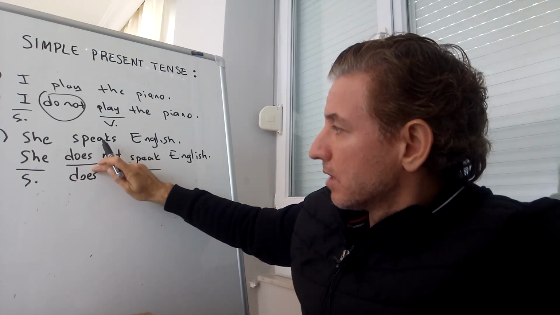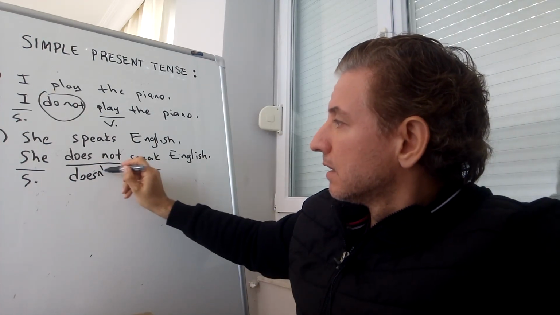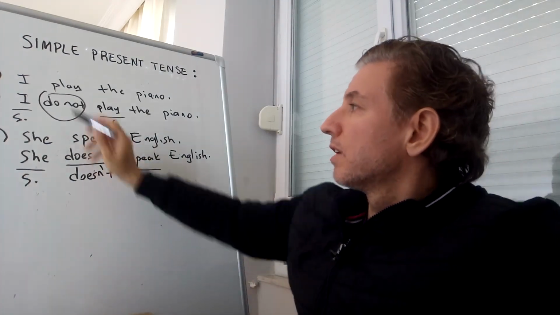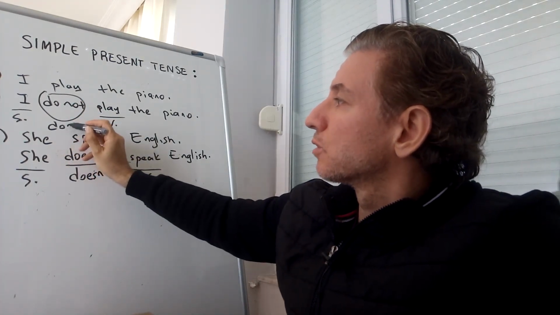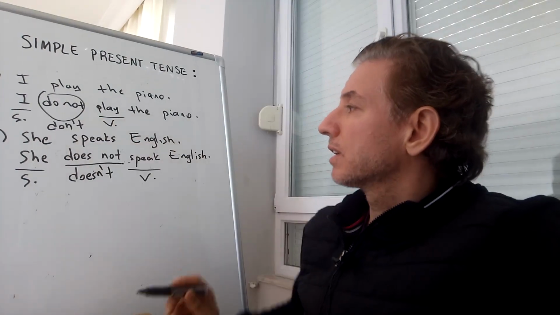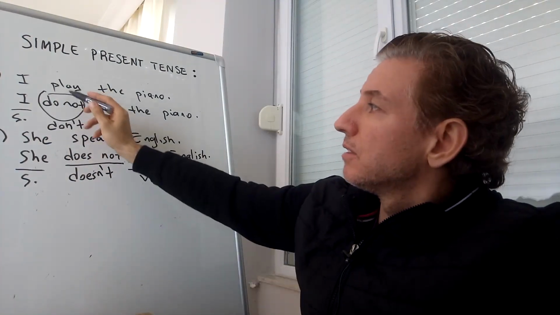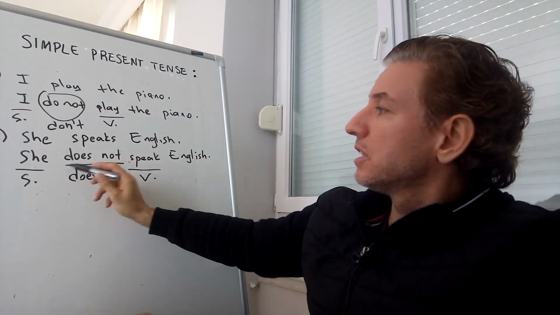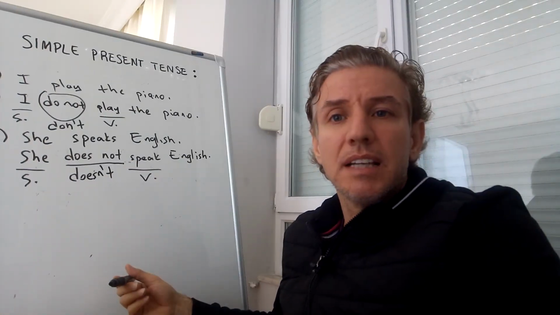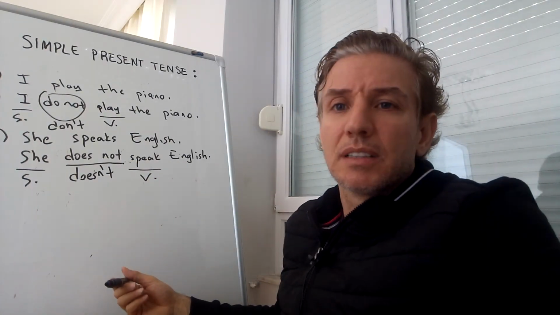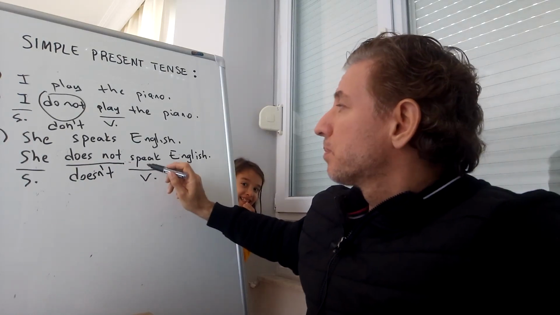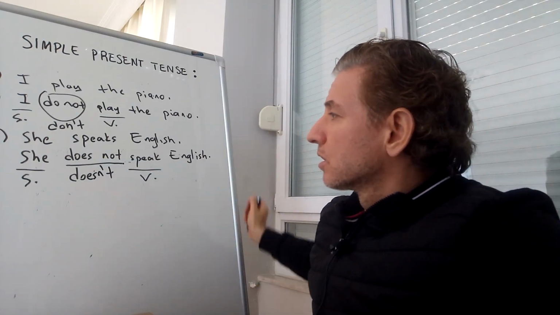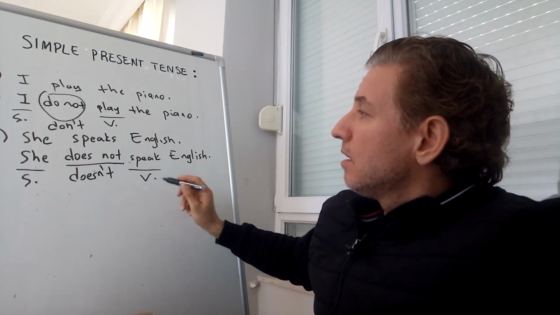You can write here doesn't, or you can write here don't in short form, in contraction, okay? You can say I do not or I don't. Here she does not or she doesn't. They are the same thing. She doesn't speak English.